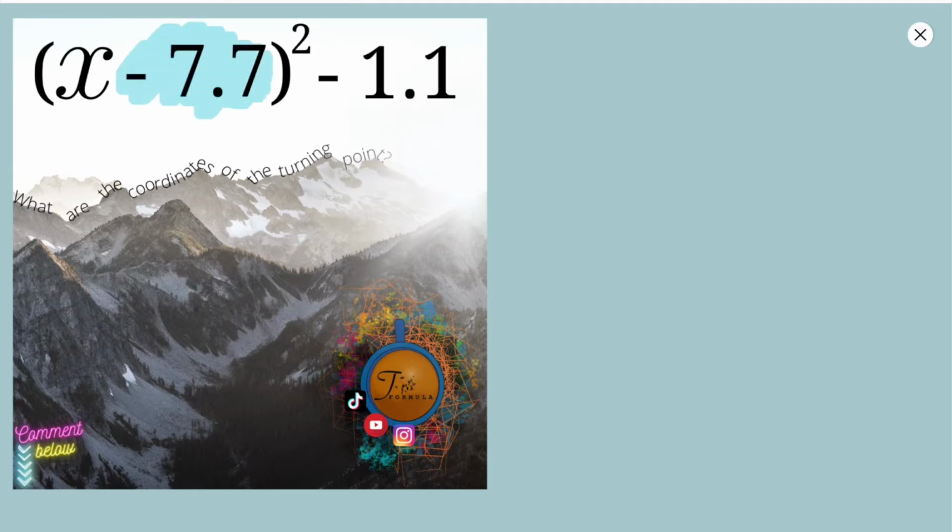We have the negative 7.7. Now, because that's in there with the x, that's the x coordinate part, and x always does the opposite. That's a very good rule to remember when doing transformations of graphs. Anything to do with x transformations, think opposites. It will do you well. So instead of negative 7.7, we just have 7.7.